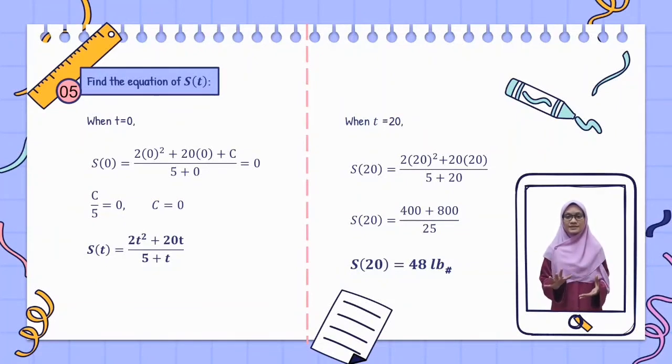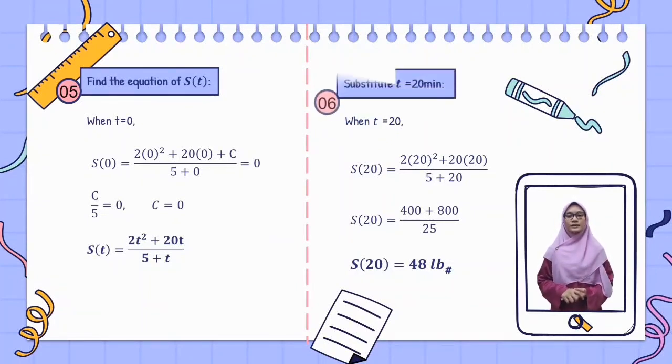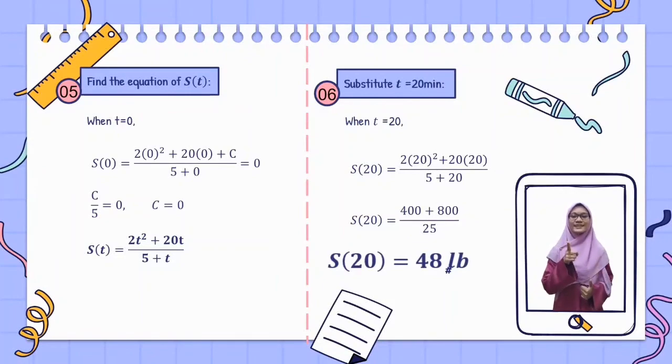The last step is we substitute t equal to 20, which we got in 2A. We solve it and we will get the answer, which is S equal to 48 pounds. Easy, right? Do you get it?